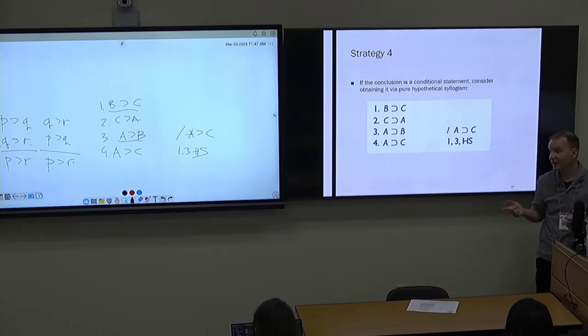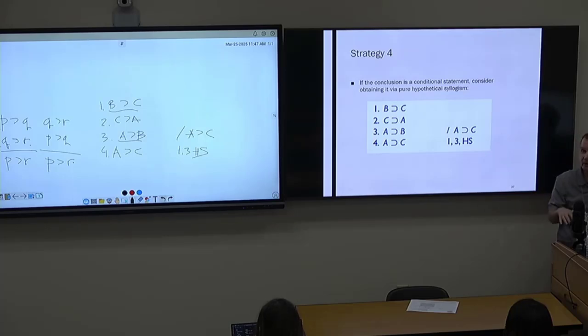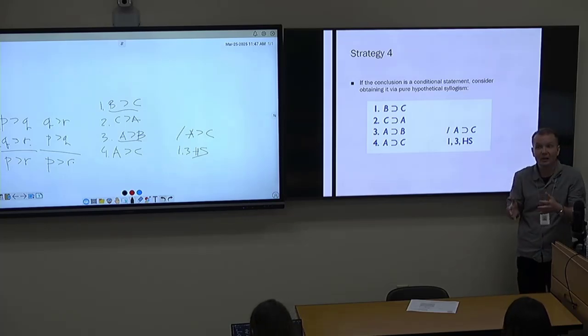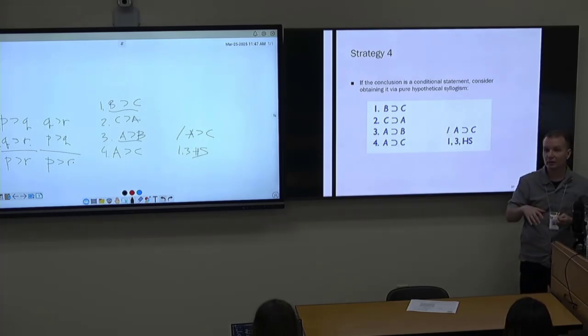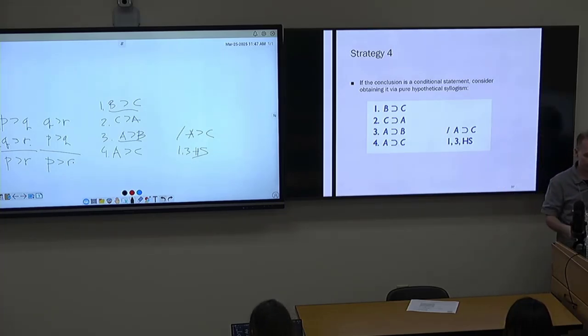So remember, HS stands for pure hypothetical syllogism, 3 conditional statements. If you only have 1 conditional statement, even though it is hypothetical, we are going to be using modus ponens or modus tollens.